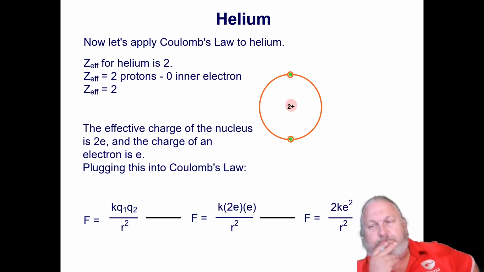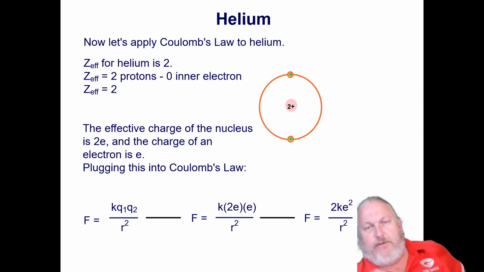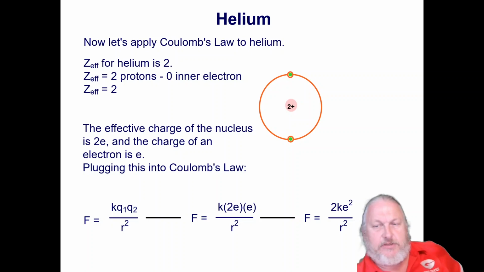Now let's look at helium. Helium has a Zeff of 2. If you see how we calculate it, 2 protons, no inner electrons. So the effective charge on the nucleus is going to be 2e because there's 2 protons. And the charge of an electron, we'll just call that e. Put it into Coulomb's law, I've got K times 2e times e over R squared. That comes up with the force being 2 times Ke squared over R squared.